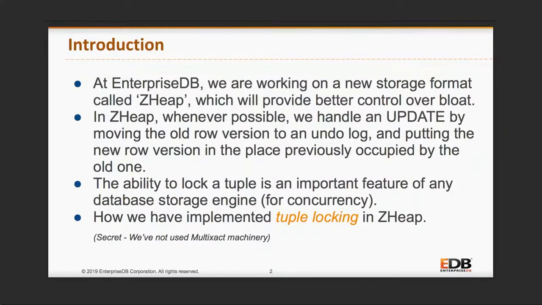As many of you know, at Enterprise DB we have been working on a new storage access method called Zheap, which provides better control over bloat. In Zheap, we typically try to perform in-place updates and put the older version of the tuple in the undo log. For any storage access method, the ability to have concurrency control is important, and tuple locking is the way to implement it. This talk is about how we have implemented tuple locking in Zheap. And the good news is we haven't used the multixact machinery.